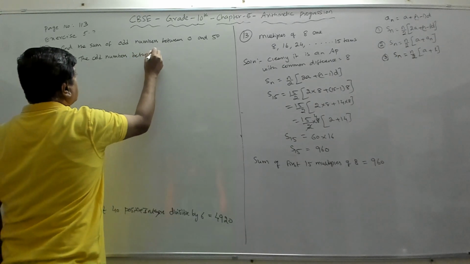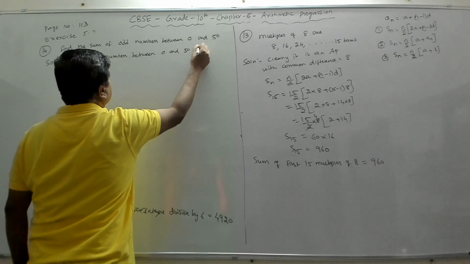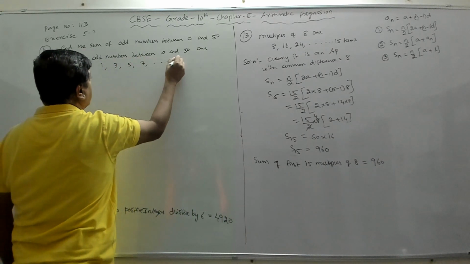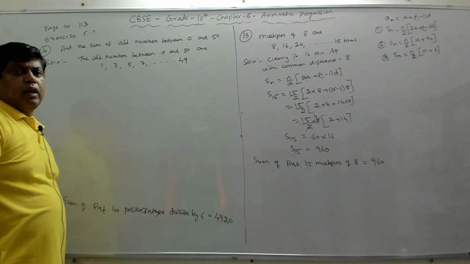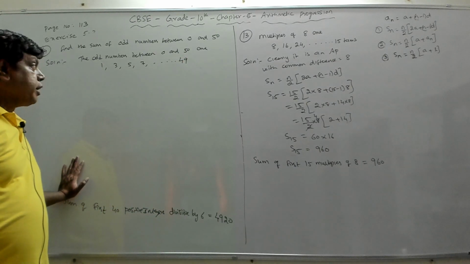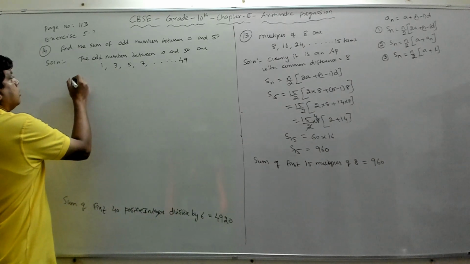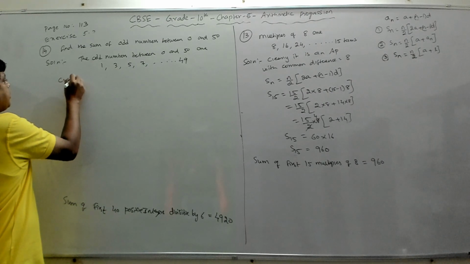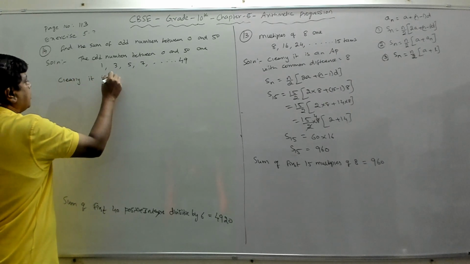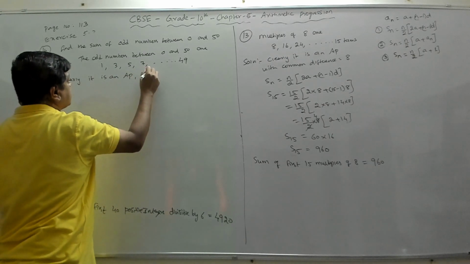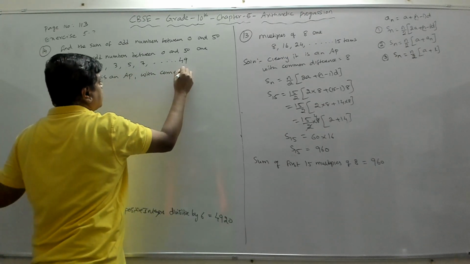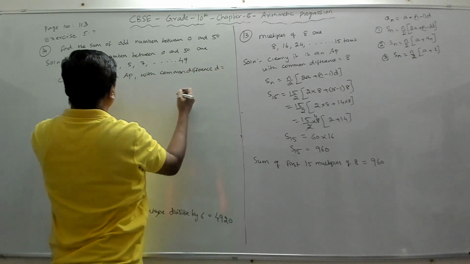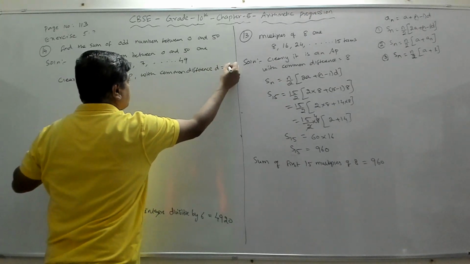between 0 and 50 are 1, 3, 5, 7, dot. Last number will be 49. So now we'll say it forms an AP because the common difference is the same. So we'll say clearly it is an AP with common difference D equal to A2 minus A1, which is 3 minus 1, and 3 minus 1 is 2.